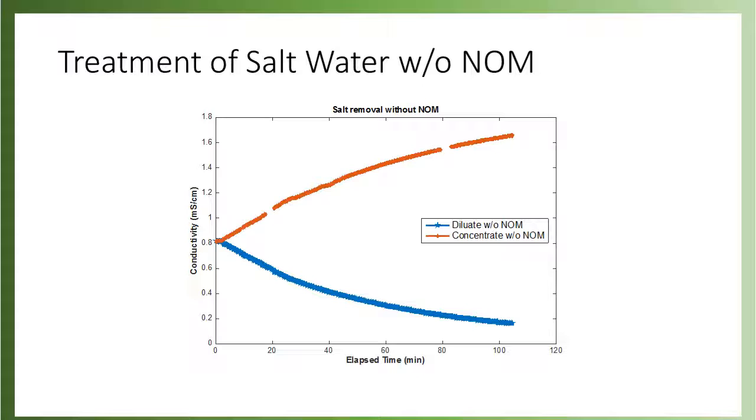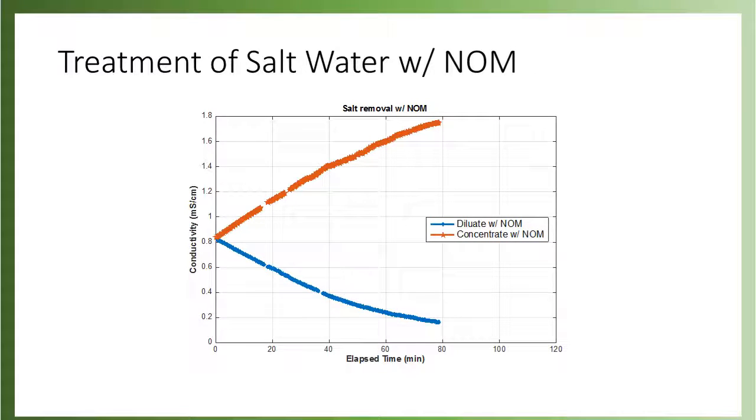Here's the result of the treatment of salt water without NOM. You can see that at the beginning of the experiment, I have the same conductivity at both the dilute and concentrate, and as time goes, the salt conductivity at the dilute is decreased, and the concentrate part increases. It takes about 105 minutes to achieve the 80% removal ratio.